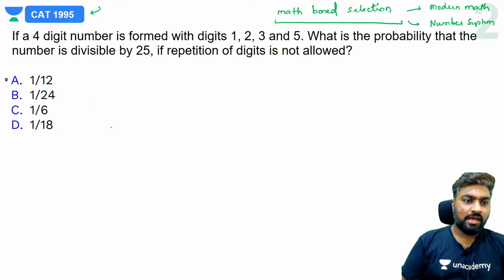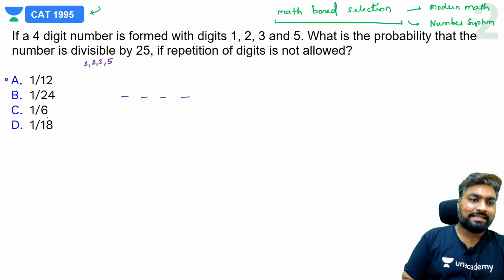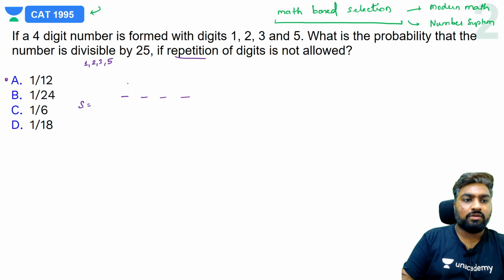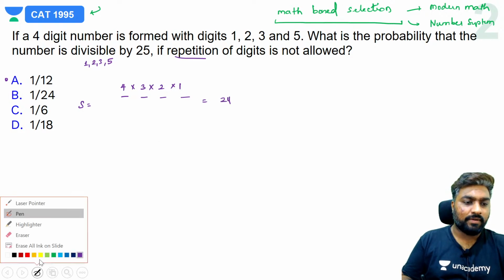Very good. So first see that there are 4 numbers given to us: 1, 2, 3 and 5. They're saying that the number should be divisible by 25. So first let's find out the sample space. There are 4 blanks, 4 digits available, repetition not allowed, so you have 4 factorial, 4 into 3 into 2 into 1. So the sample space is 24. One part of the question is done.